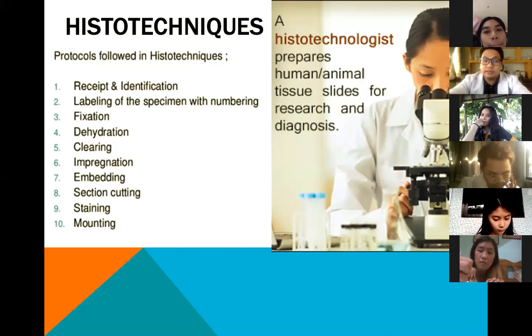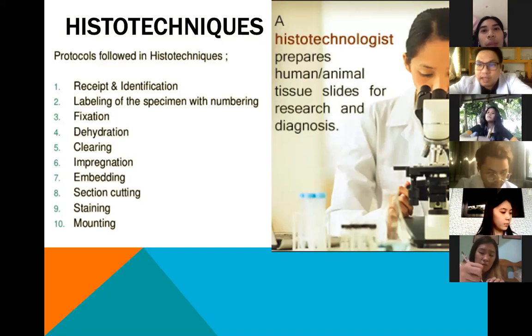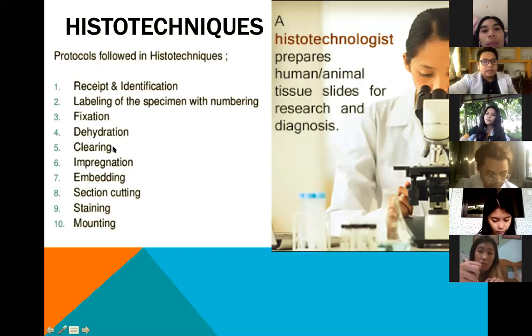pag nakakating na tayo sa finals. Why? Because histotechniques is the component of our laboratory for histopath. Okay? That's why pag finals na, discussion for histotechniques, and then pag na-lift na ang GCQ, we're going to perform it on the laboratory. Okay? So fixation, dehydration, clearing, impregnation, embedding, sectioning, staining, and mounting. Okay.